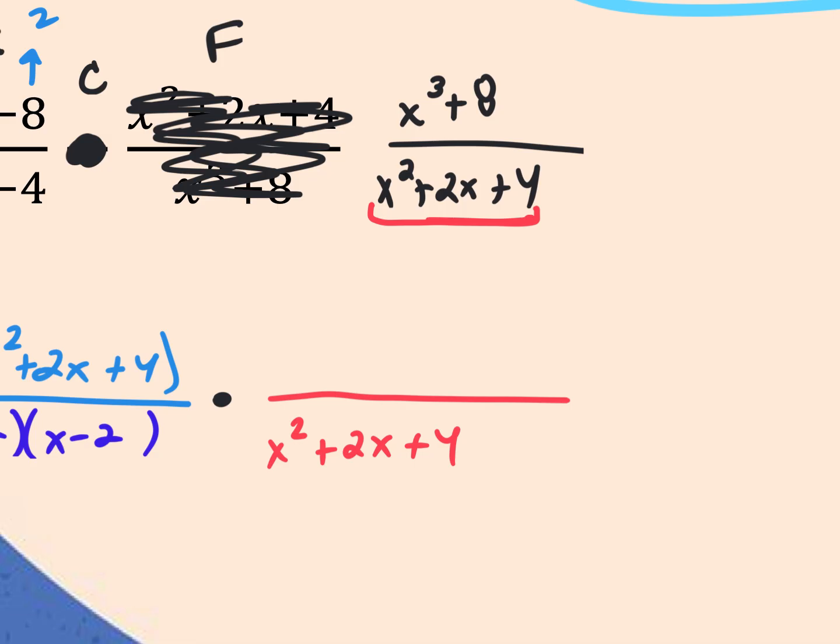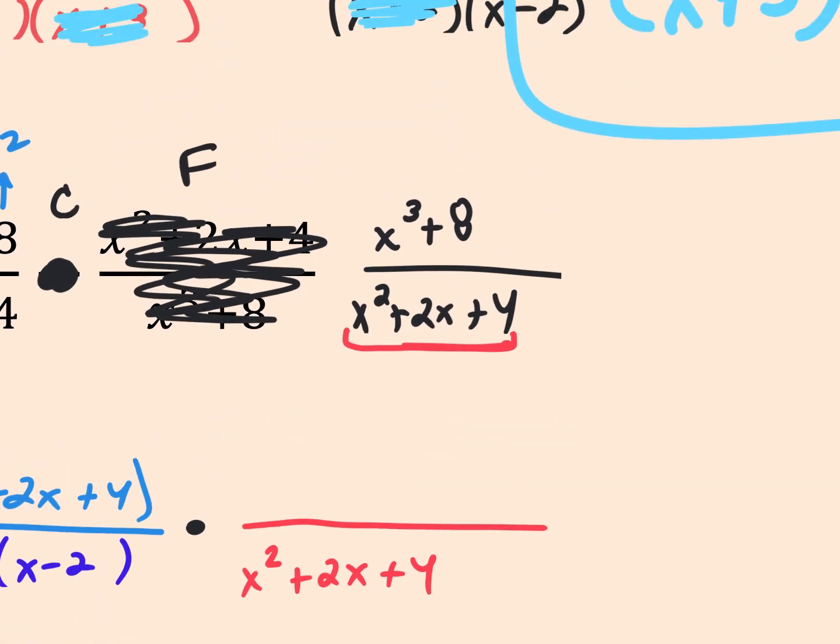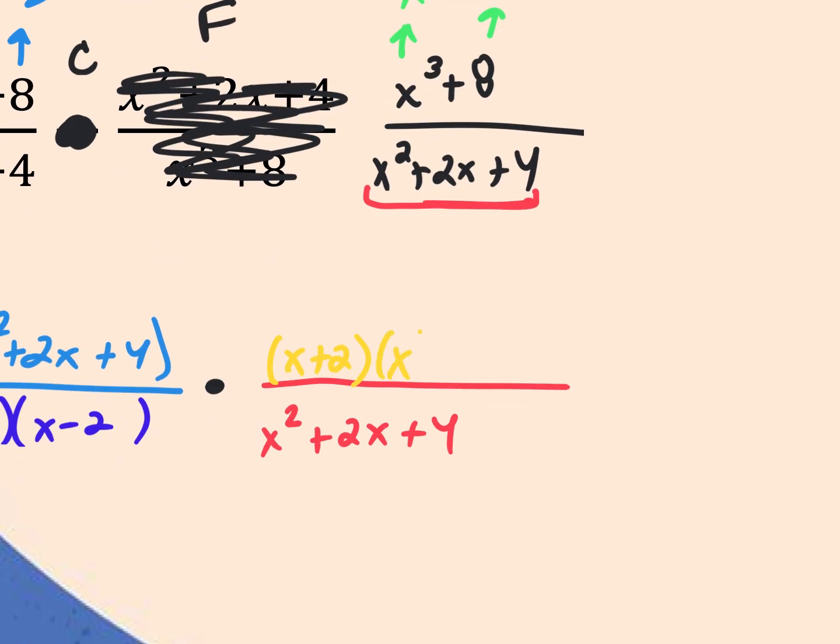And now I'm going to go to my top right. Do I have sum of cubes? Yes, I do. What times what gives me x cubed? X. What times what gives me 8? 2. All right, so what does that pattern look like? X plus 2. Is that a good color? It's decent. And then I have x squared minus 2x.